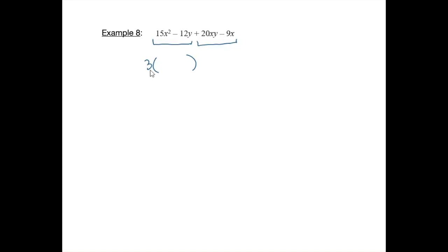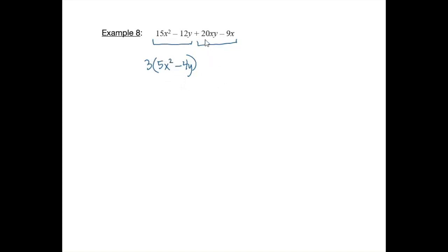And we want to factor this out. 3 times the first term has to equal 15x squared. So we need a 5x squared. And 3 times the second term is equal to negative 12y. So we need the second term to be negative 4y. Remember, you can divide the original terms by the greatest common factor to get the terms inside the parentheses here. 15x squared divided by 3 is 5x squared, and negative 12y divided by 3 is negative 4y. But you should double check these with distribution to make sure that you get the original terms back.